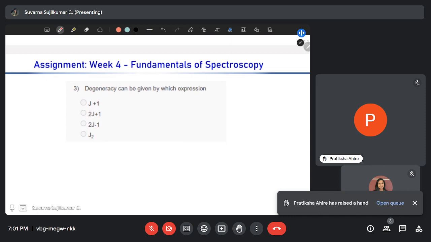This we have discussed a lot of times. For a quantum number J, what will be the degeneracy for the rotational system? This is the normal case, without the presence of a magnetic field and so on.